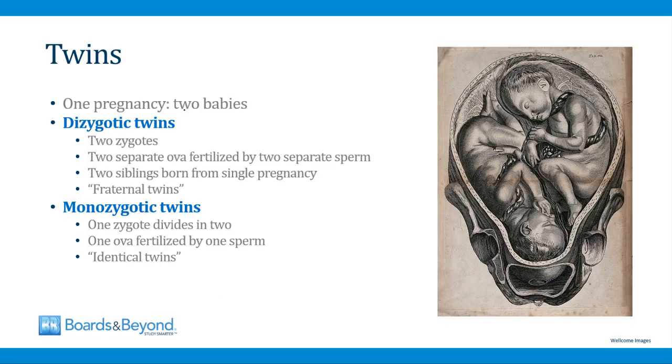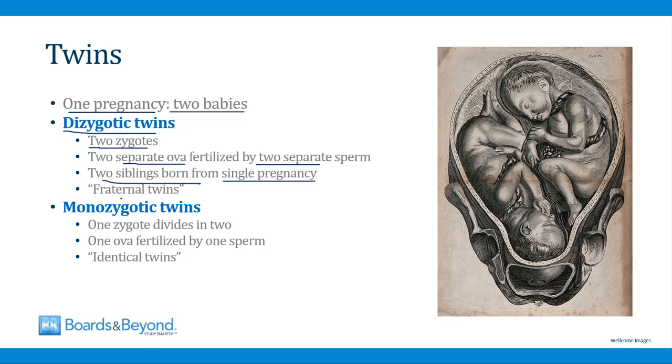We'll start by talking about twins, which refers to when two babies are produced from a single pregnancy. There are two subtypes of twins. The first is dizygotic twins. These twins are called dizygotic because they derive from two separate zygotes. In dizygotic twins, two separate ova are fertilized by two separate sperm, and essentially a dizygotic twin pregnancy is a pregnancy where two siblings are born from a single pregnancy.